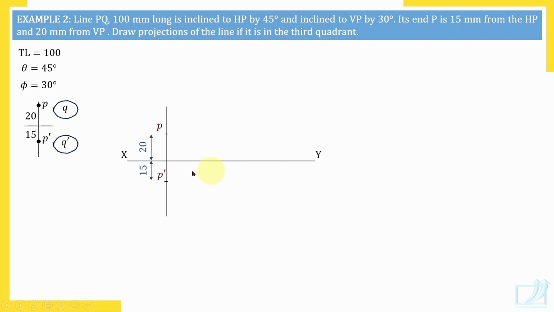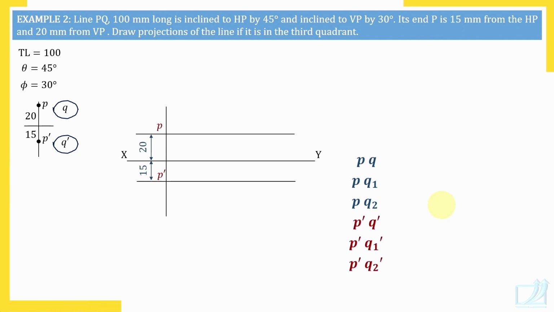So this is the procedure. Draw XY line, draw projector of the reference point, mark front view and top view of the reference point. Then through all labeled points there must be horizontal and vertical lines. So draw horizontal line through P dash and horizontal line through P. So this is how we start solving problems. Then what our logic is, listen. Finally, there will be 6 views in your drawing. Which 6 views? PQ, PQ1, PQ2, P dash Q dash, P dash Q1 dash and P dash Q2 dash.